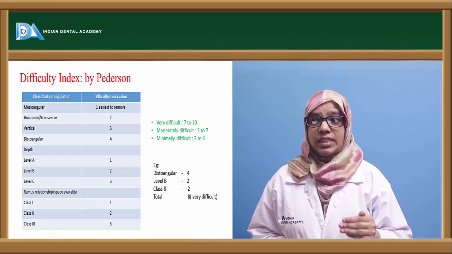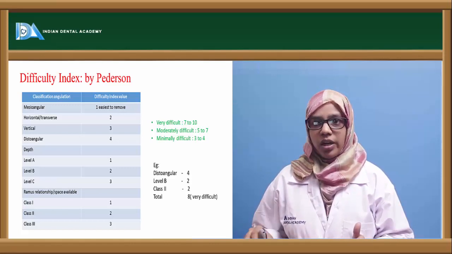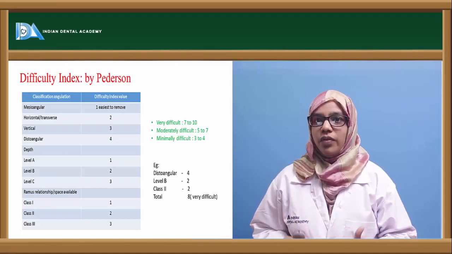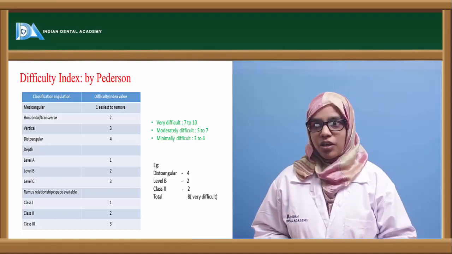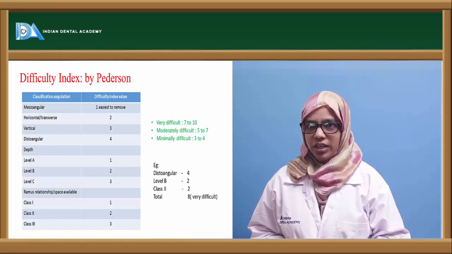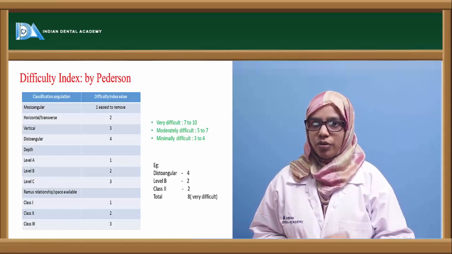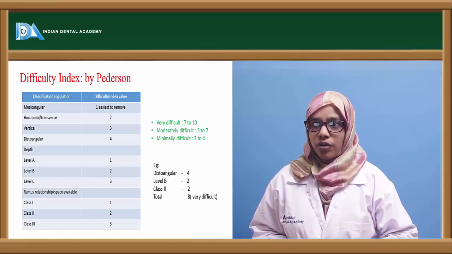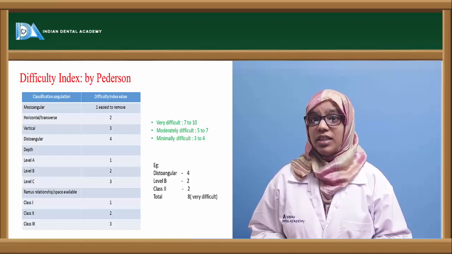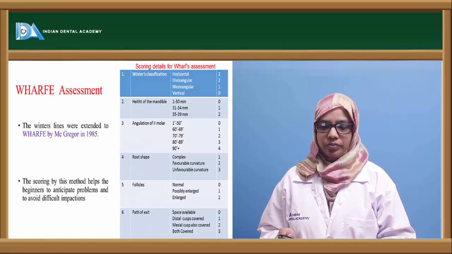So since it is distoangular, you will number it as 4. It is level B, you will number it as 2. And it is class 2, you will number it as 2. So the total winds up to 8. Okay. So if your score is 3 to 4, it is minimally difficult extraction. If your score is from 5 to 7, moderately difficult. If the score is from 7 to 10, it is very difficult extraction. So here in this example, our score is 8. So it is a difficult extraction.